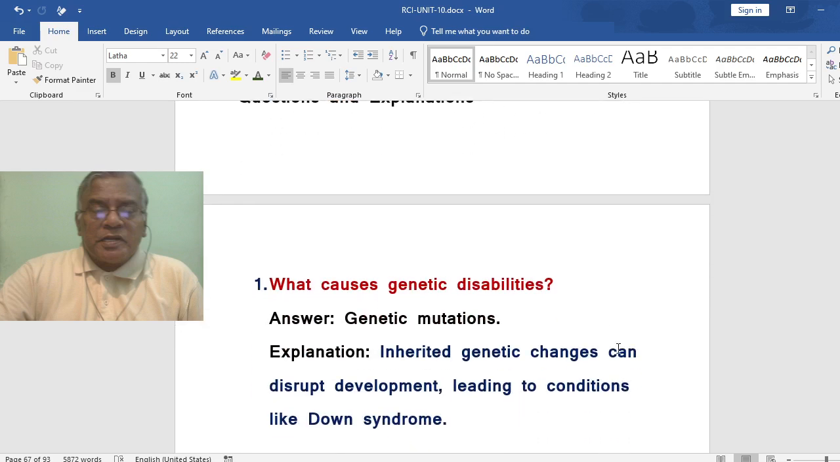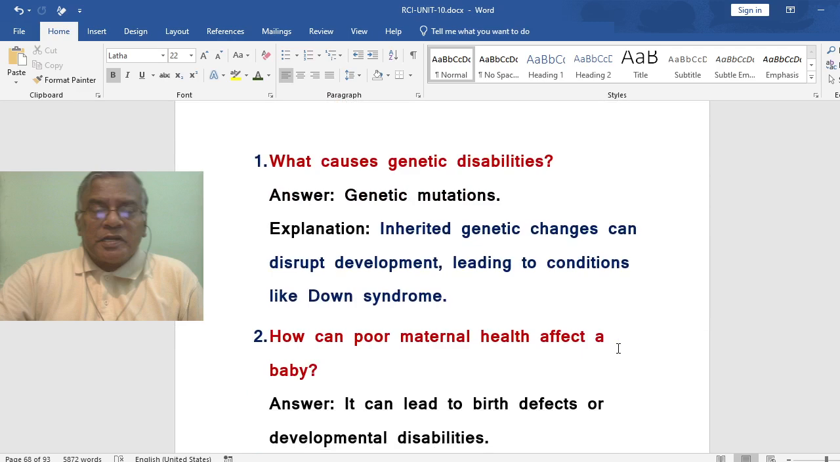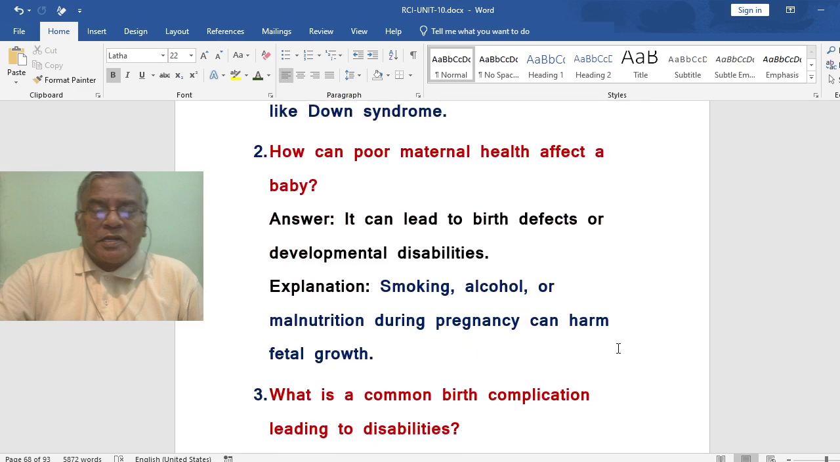Let us ask some questions and also we will give explanations. What causes genetic disabilities? Genetic mutations. The genes are changing, or the tissues are changing. Inherited genetic changes can disrupt development, leading to conditions like Down syndrome. How can poor maternal health affect a baby? It can lead to birth defects or developmental disabilities. This is coming from the mother's maternal health or ill health. So, smoking, alcohol, or malnutrition during pregnancy by the mothers can harm fetal growth.